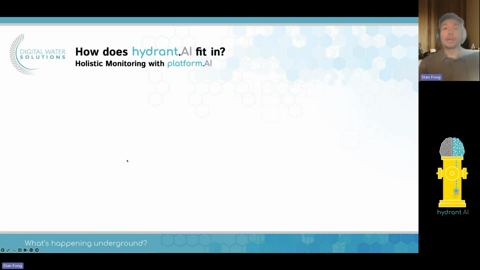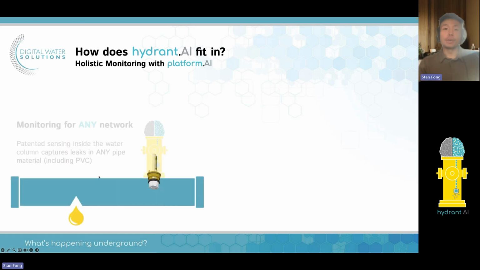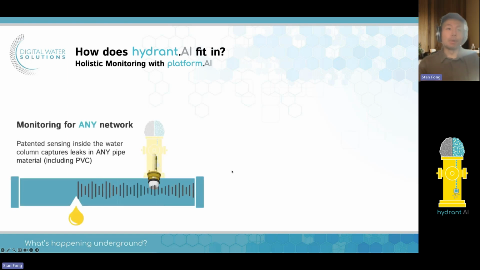So where does hydrant.AI fit in? Leak detection. The name hydrant.AI doesn't really imply that we do much with other data sources. And how we've kind of gone about that is we're looking at platform.ai, right? So we know for hydrant.ai, what we do is we provide monitoring for any network.